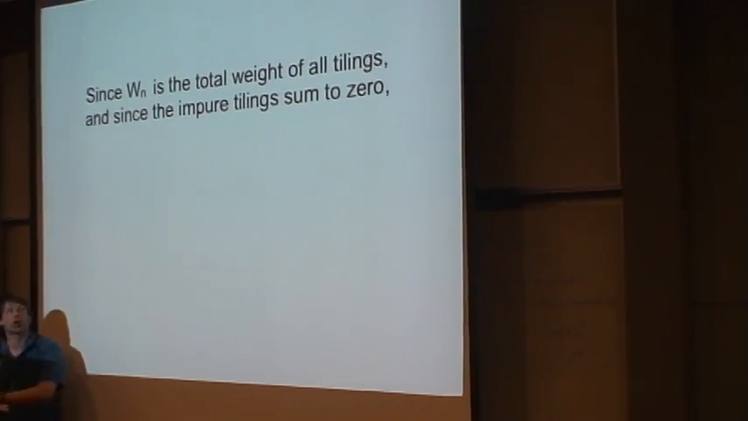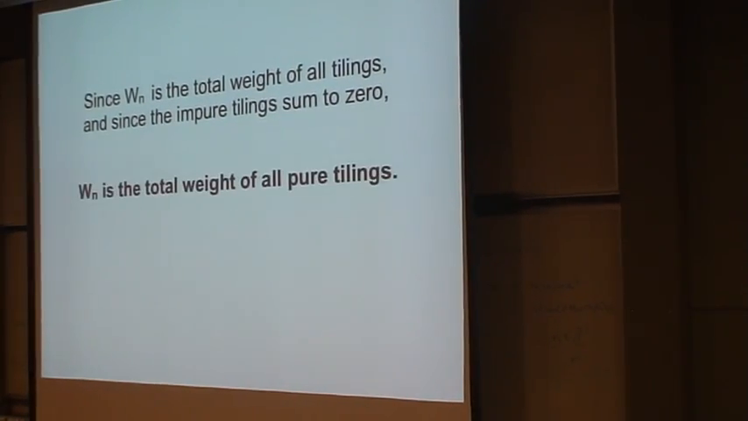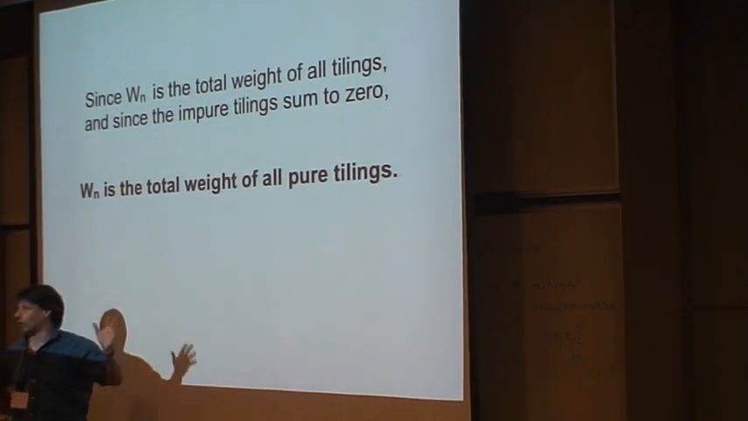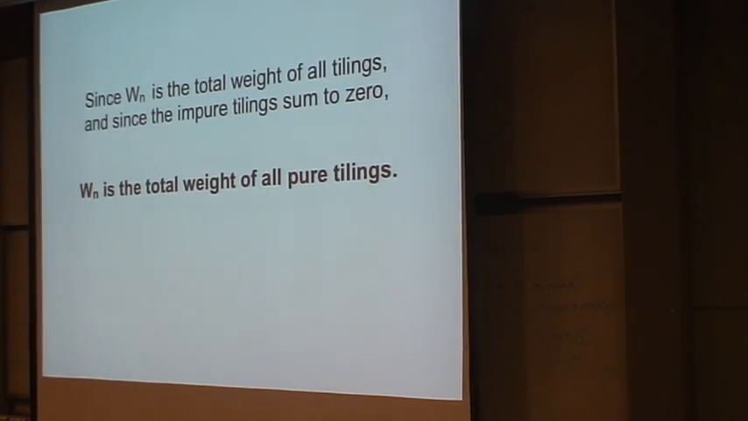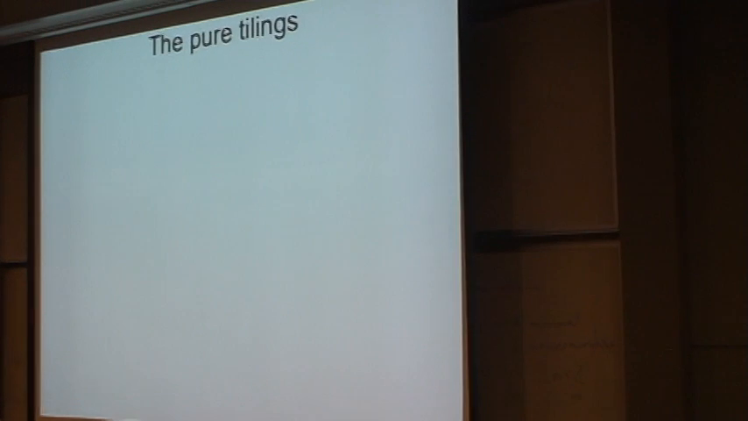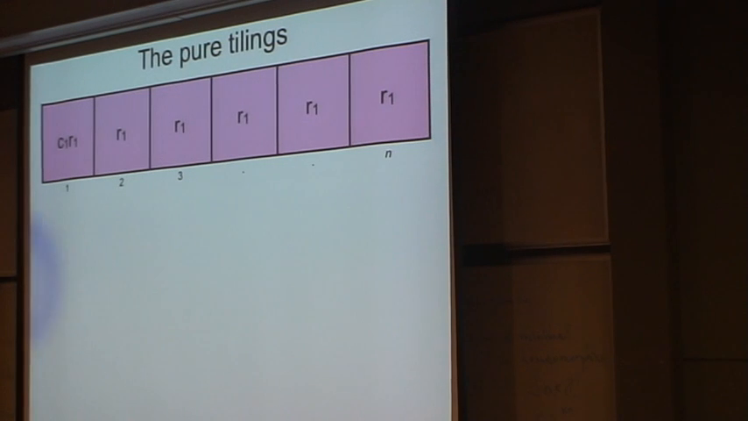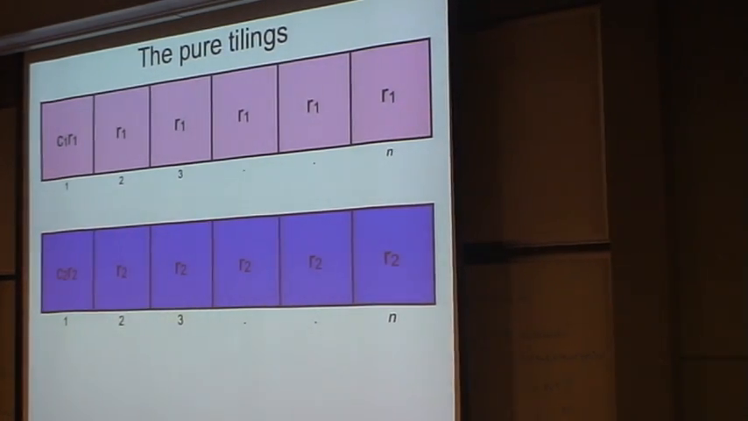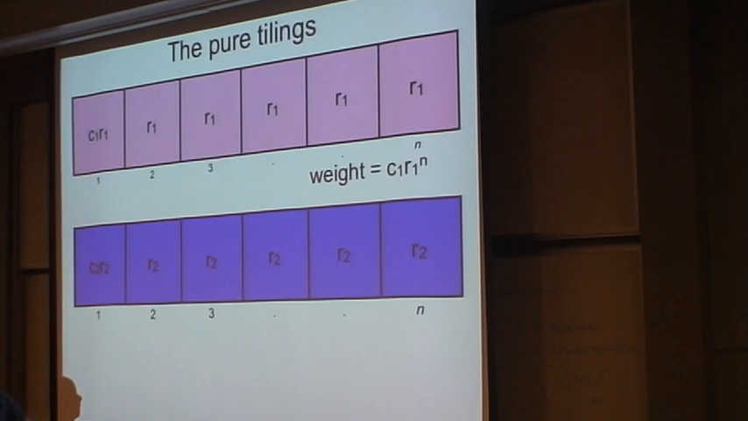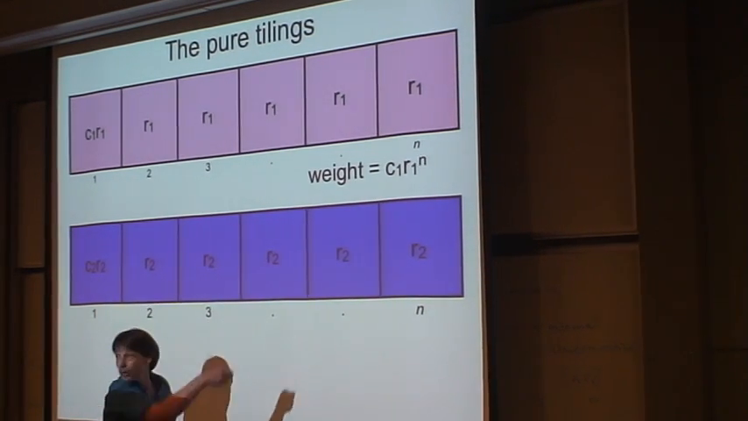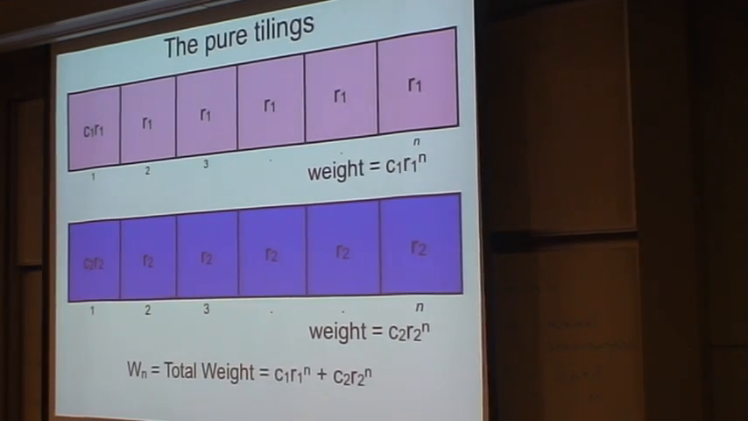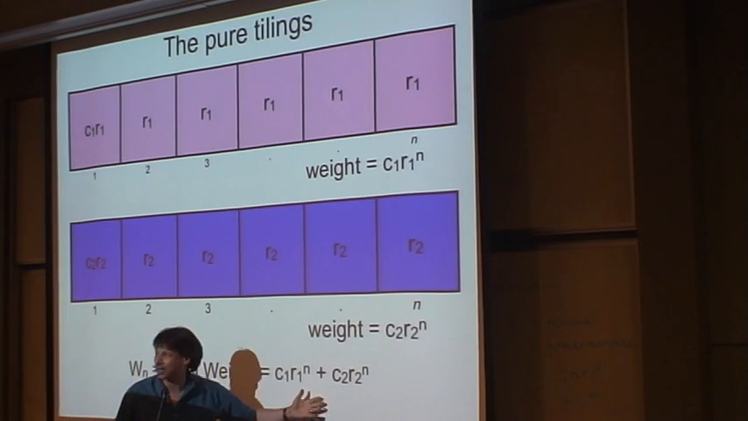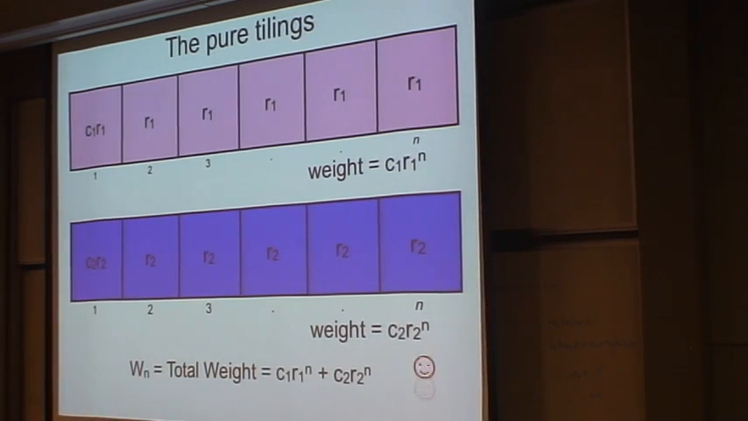Therefore, since Wn is the total weight of all the tilings, all we have to look at is the total weight of all the pure tilings, right? Because all the impure tilings kill each other. Okay, so what are the pure tilings? How can you be pure? Either all light squares or all dark squares. No dominoes anywhere, no color changes. The weight of all light squares is going to be C1 R1 to the n. The weight of all dark squares is C2 R2 to the n. Therefore, the total weight is C1 R1 to the n plus C2 R2 to the n, as desired.